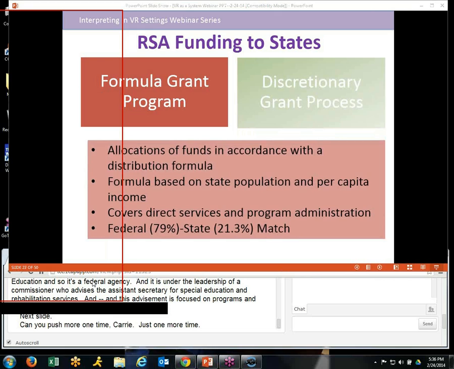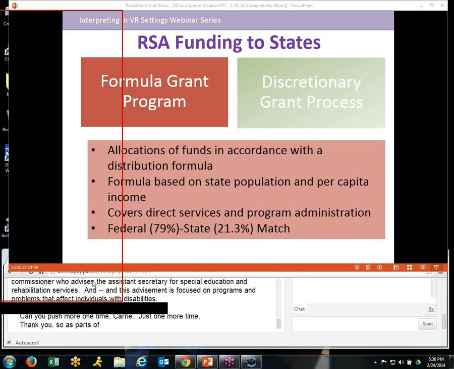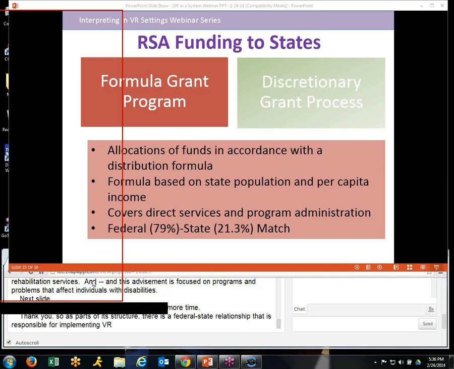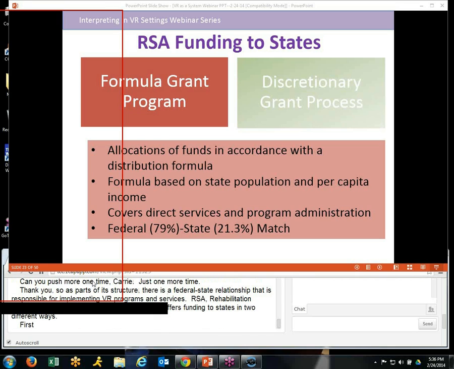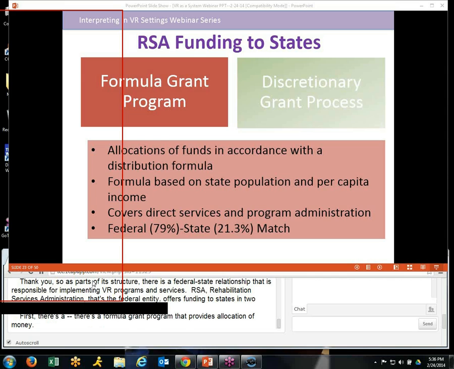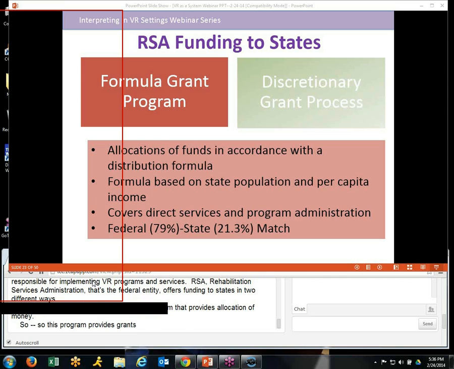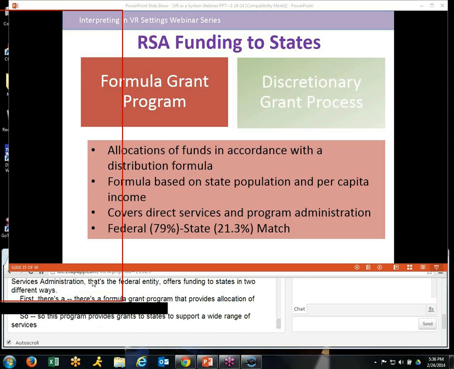Thank you. So as part of its structure, there is a federal-state relationship that is responsible for implementing VR programs and services. RSA, Rehabilitation Services Administration, that's the federal entity, offers funding to states in two different ways. First, there's a formula grant program that provides allocation of money. So this program provides grants to states to support a wide range of services designed to help individuals with disability to prepare for.